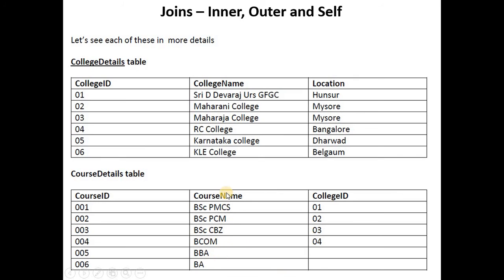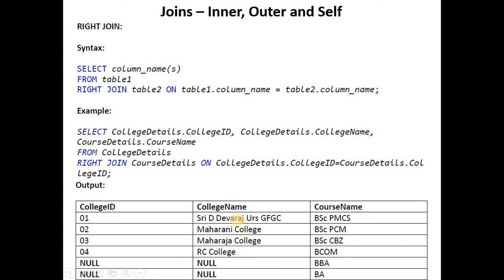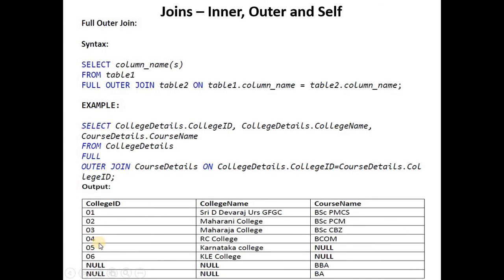BBA and BA, the entire course name would be displayed, and if there is no matching for them, put null here. The left join and the right join combined, we call it a full outer join. Hope it's clear.